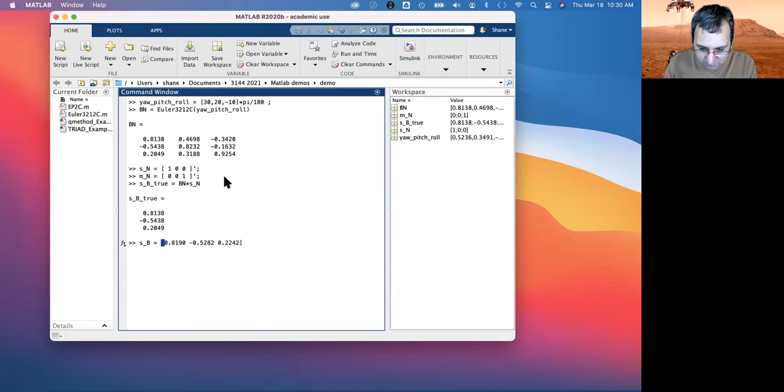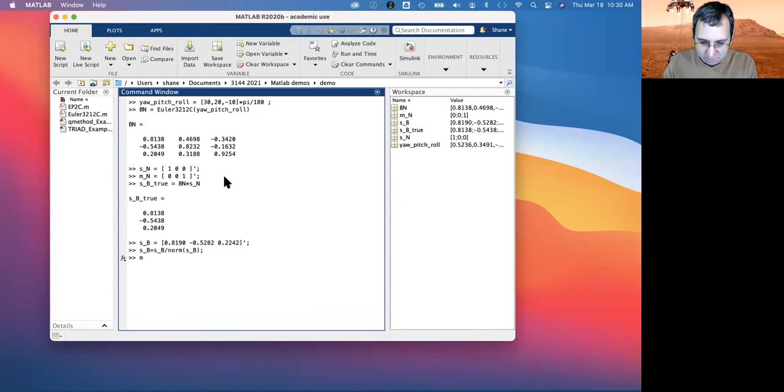I notice I've slightly changed some of those entries, and this isn't necessarily unit normal. So I do have to do SB equals SB divided by norm SB. That'll make sure it's normalized.